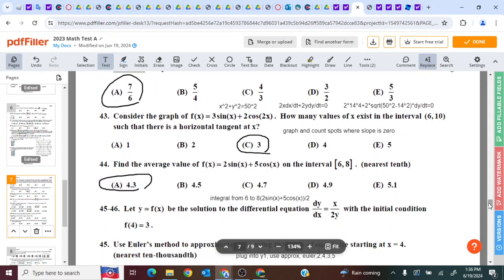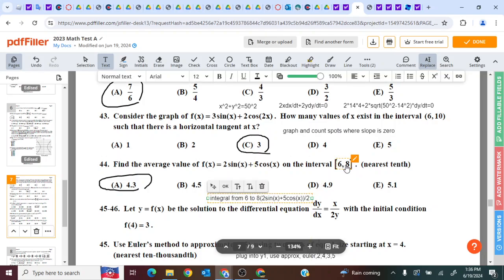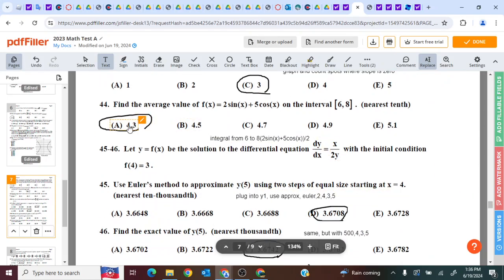44, find the average value of this equation on this interval. Well, average value is equal to the integral of the equation from your two bounds divided by the length of your bound. So the integral from 6 to 8 of this equation right here, and then you divide it by 2 because your interval has a length of 2. If you do that, you'll get a value of 4.3.